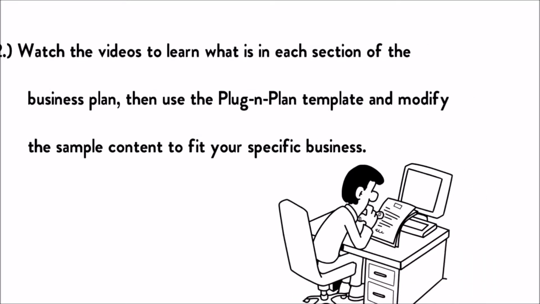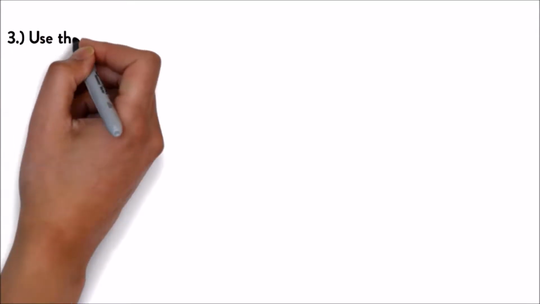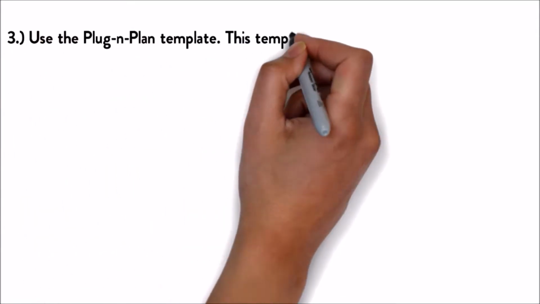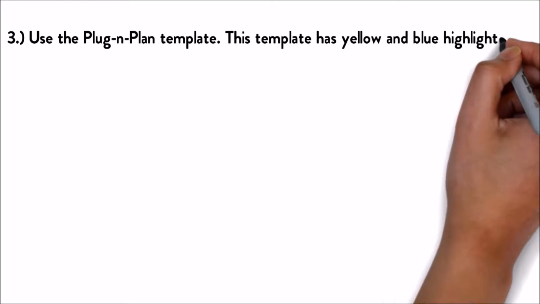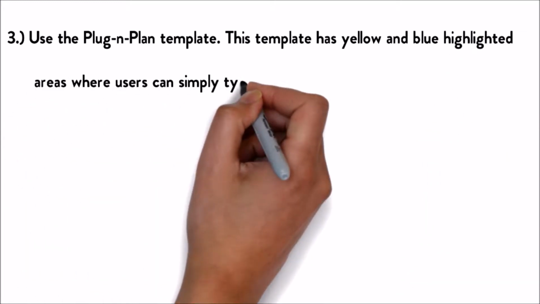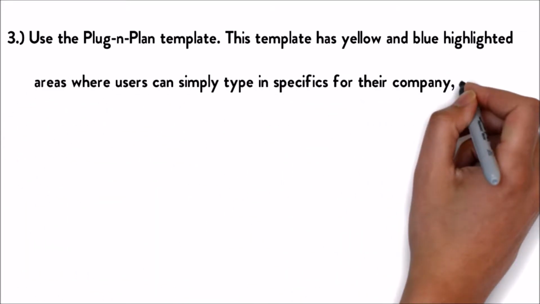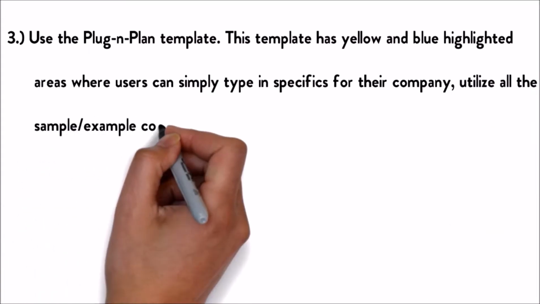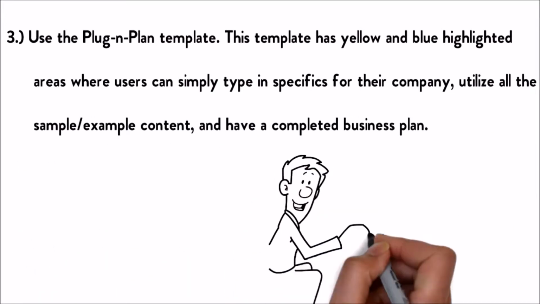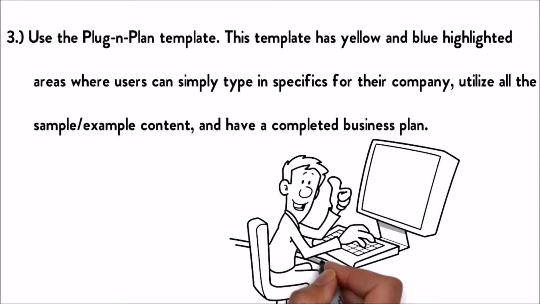3. Use the Plug and Plan template. This template is included in the package and consists of sample/example content. This template has yellow and blue highlighted areas where users can simply type in specifics for their company, utilize all the sample content, and have a completed business plan.